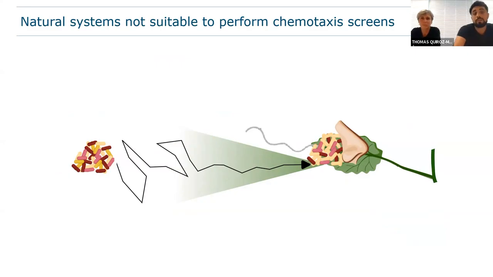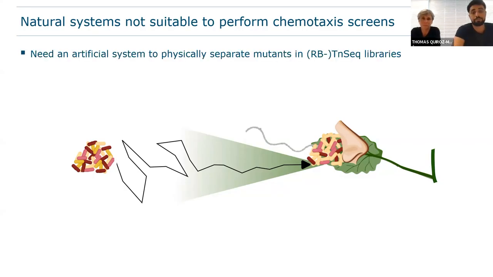And it would be very nice to do this in planta, but the problem is that if you want to study chemotaxis in planta, you need to use very low inoculum densities and low numbers of bacteria. And for Tn-seq screens, we need high numbers of bacteria. So natural systems did not suffice. And then we thought that we could maybe use some sort of artificial system to separate these kinds of mutants within our population.